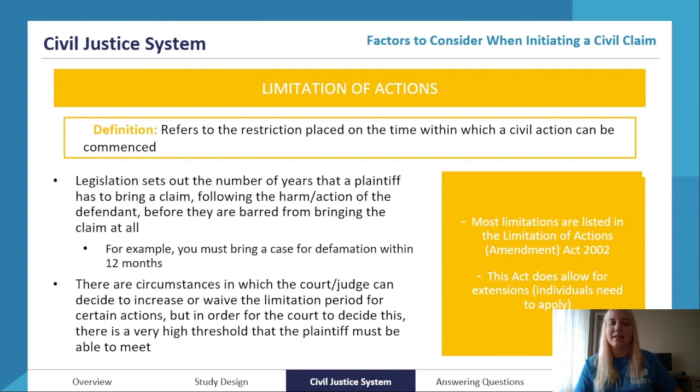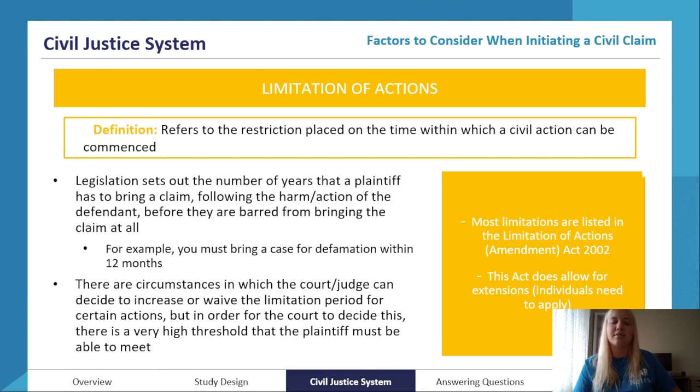Okay, the next factor to consider is the limitation of actions period. Pay attention to definitions, quite easy. It's exactly what the words sound like. It refers to the restriction placed on the time period within which a civil action can be commenced.